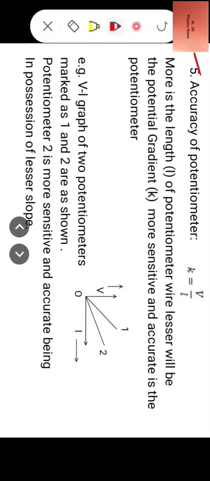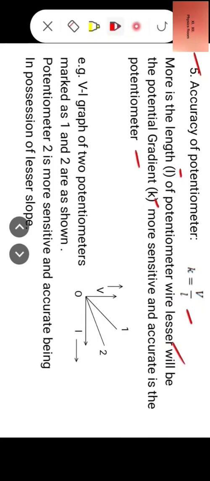Fifth, accuracy of potentiometer. Since K is equal to V by L, more is the length L of the potentiometer wire, lesser will be the potential gradient K. So more sensitive and accurate is the potentiometer. I repeat, more is the length L of the potentiometer wire, lesser will be the potential gradient K, more sensitive and accurate is the potentiometer.